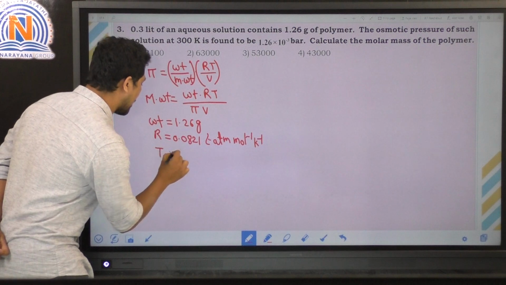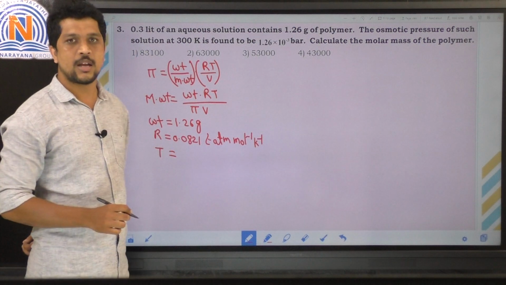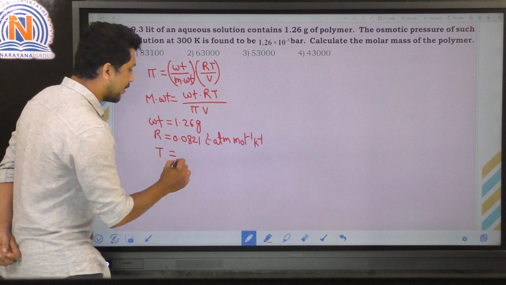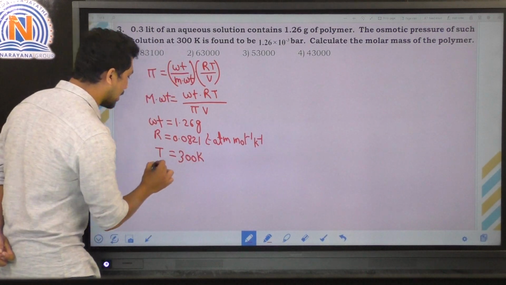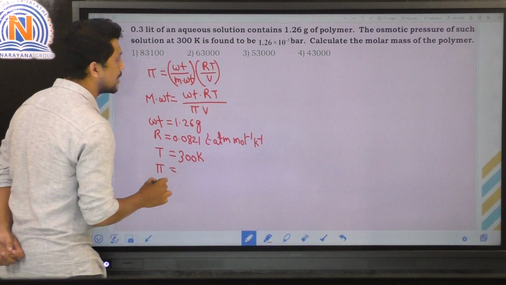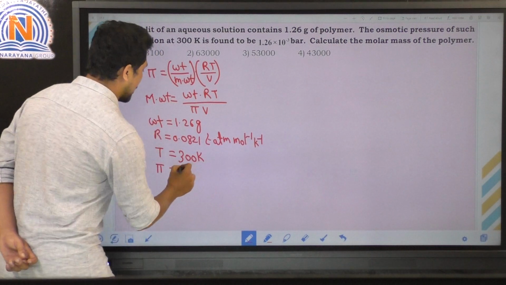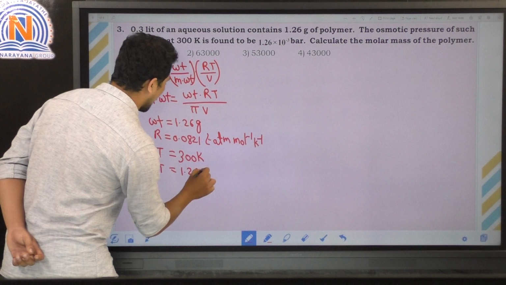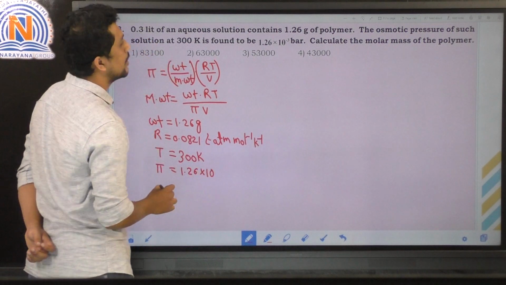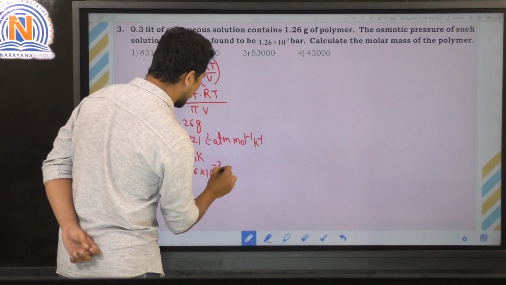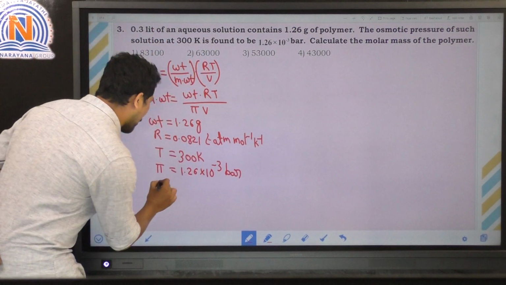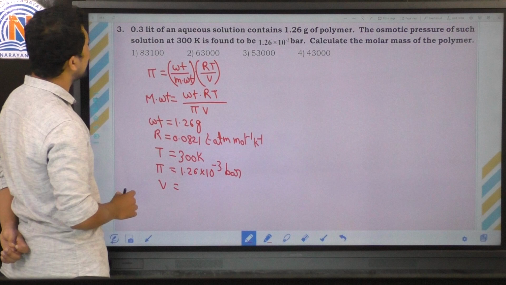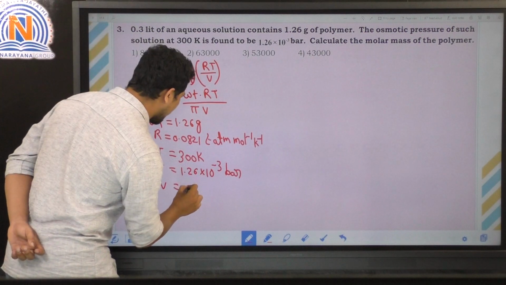Next, temperature. How much temperature they have given? They have given 300 Kelvin. 300 Kelvin temperature, and osmotic pressure is 1.26 into 10 power minus 3 bar, and volume equal to 0.3 liters.